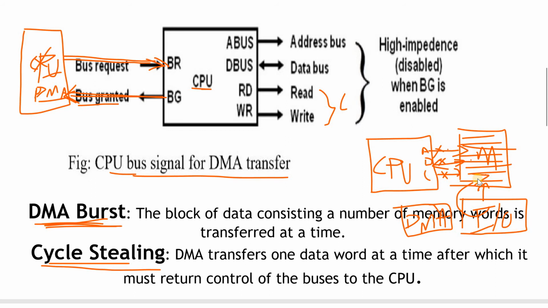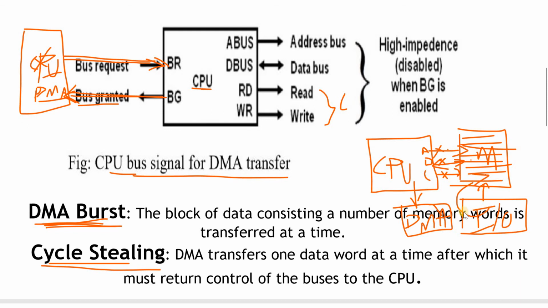One word of transfer is completed. Again the control is taken back to the CPU. Next, DMA is receiving cycles from the CPU. Again this one word is transferred from the IO device to DMA. Again the control is taken back to the CPU. Again it receives cycles from the CPU, and it will perform the transfer.